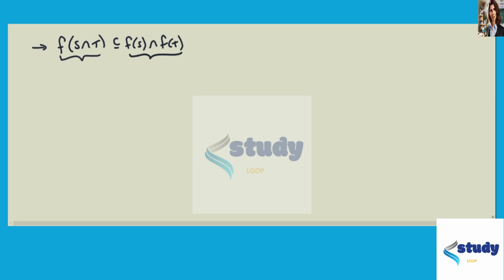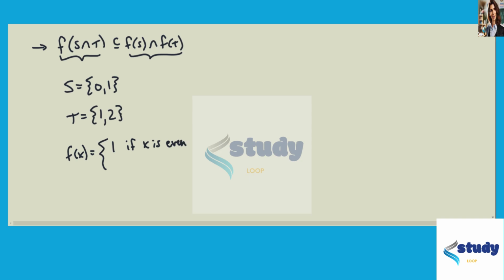So to show that, let me give you an example where it is a proper subset. And there are many examples here. This is just one. We're going to keep this simple, so I'm going to let my set S have just two values, 0 and 1. And I'm going to also keep T simple. I'm going to say T is a set also of two numbers, 1 and 2. And here is my function. I'm going to say my output of my function is 1 if x is even, and 0 if x is odd.